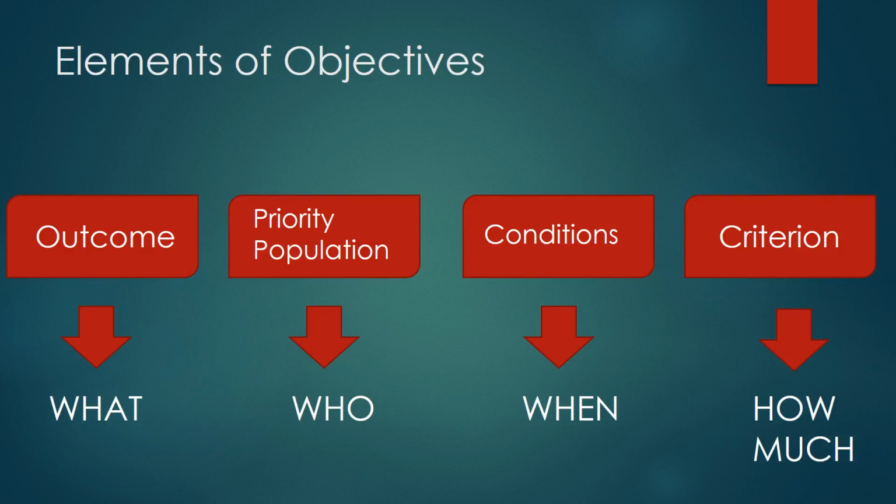In order for objectives to be written successfully, there are 4 main elements that need to be included when writing objectives. These elements include outcome, priority population, conditions, and criterion. The outcome explains what will change. The priority population explains who specifically will change. The condition explains when the change will occur, and the criterion explains how much change will happen. The diagram created in this slide shows the flow and meaning of the different elements.